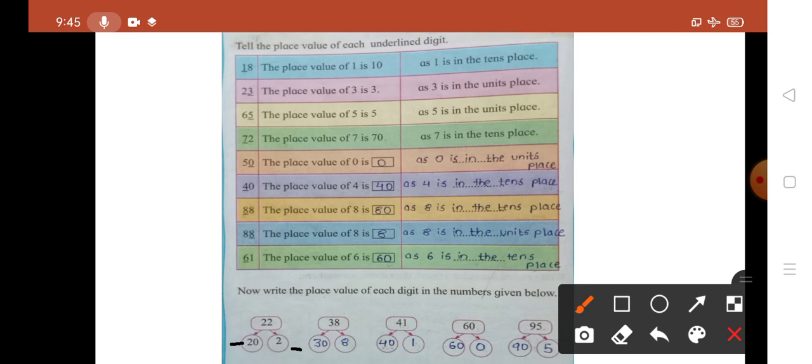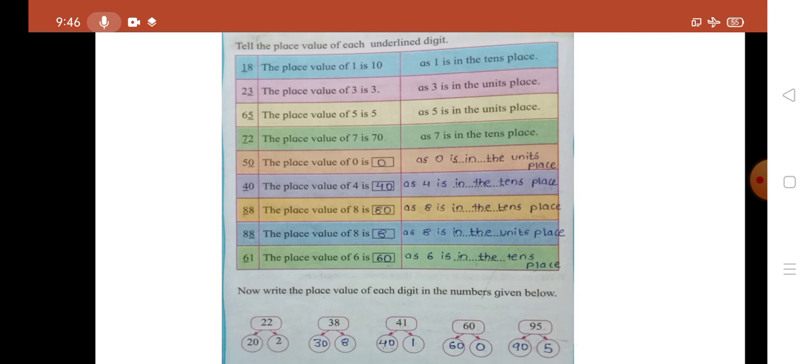Then 38. So how will we write? The place value of 3 is 30 and 8 units. Okay, and then 41. The place value of 4 is 40 and 1 is only 1. The place value of 6 is 60 and 0 is 0. The place value of 95: the place value of 9 is 90 and 5 is only 5 because it is in units place. Okay students, so we have completed this lesson from our textbook.